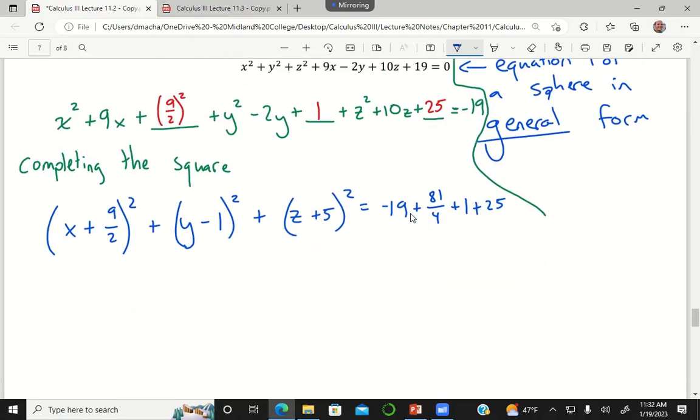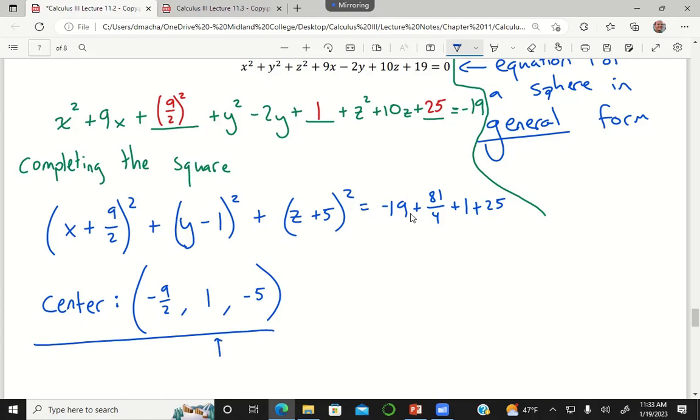Now, the center of my sphere is given like this. My x-coordinate is going to be negative 9 halves. My y-coordinate is going to be positive 1. My z-coordinate is going to be negative 5. And so that is the coordinates that give me the center point of my sphere.